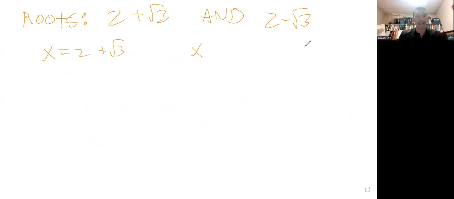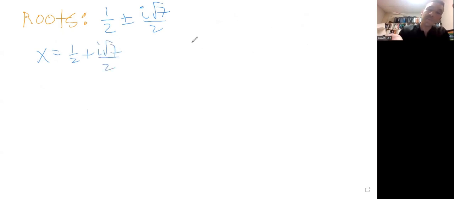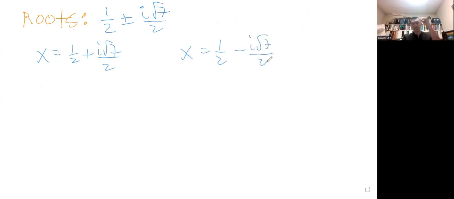So how about the same idea, but this time the roots will be imaginary. Let's go with 1/2 plus or minus i square root 7 over 2. So we have 2 roots, a conjugate pair. So x equals 1/2 plus i square root 7 over 2, and x equals 1/2 minus i square root 7 over 2.